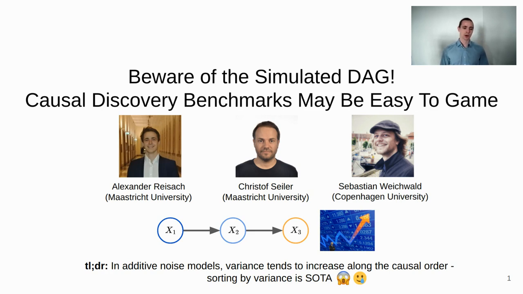Long story short, we're arguing that in additive noise models, variance tends to increase along the causal order. And therefore, just by sorting by variance, we can achieve state-of-the-art results on common benchmarks. And this may be problematic because it's not clear whether that performance really translates from the benchmarks to real-world data.